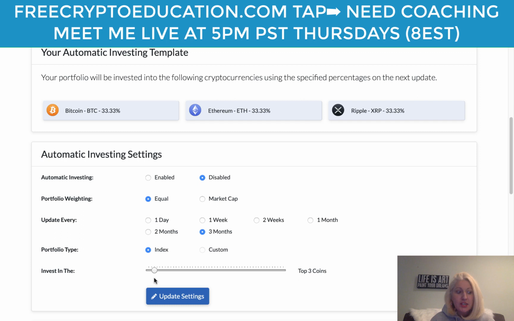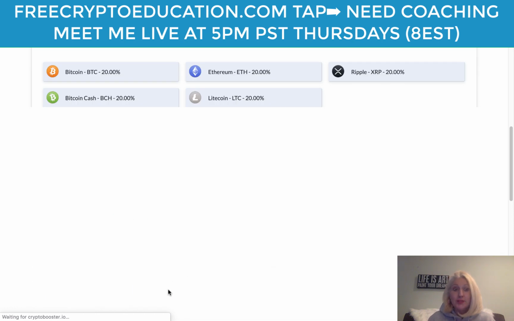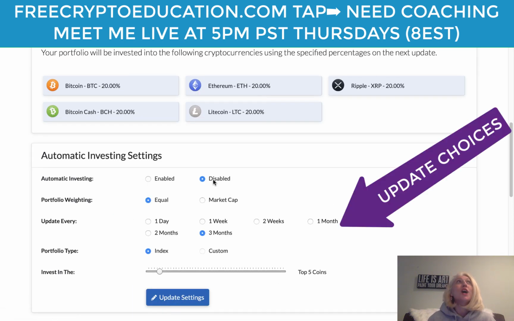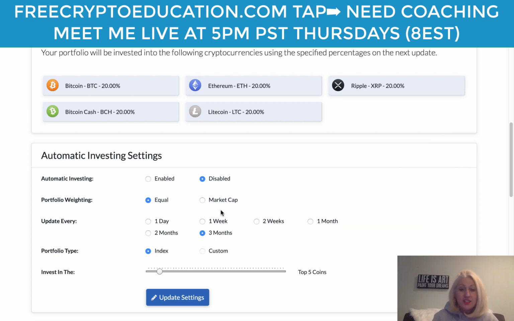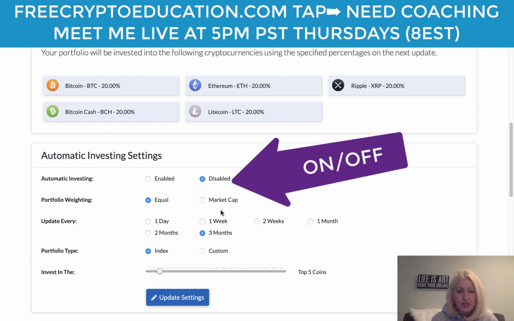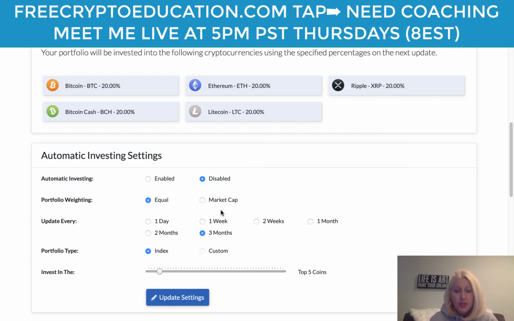So it's cool because it keeps you always positioned in the top market cap coins. When one's dominance falls off, then so does your investment in that asset class. And it updates according to how you set it. So it's either 1 day, 1 week, 2 weeks, 1 month, 2 months, or 3 months. So you're still completely in control. Anytime you want to do what I just did, buy something individually, you just click on disable, and it doesn't sell anything out. It just doesn't continue to reallocate the funds appropriately.